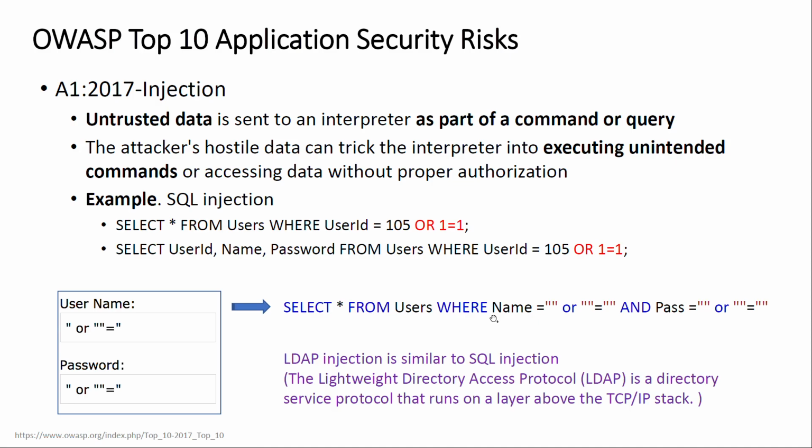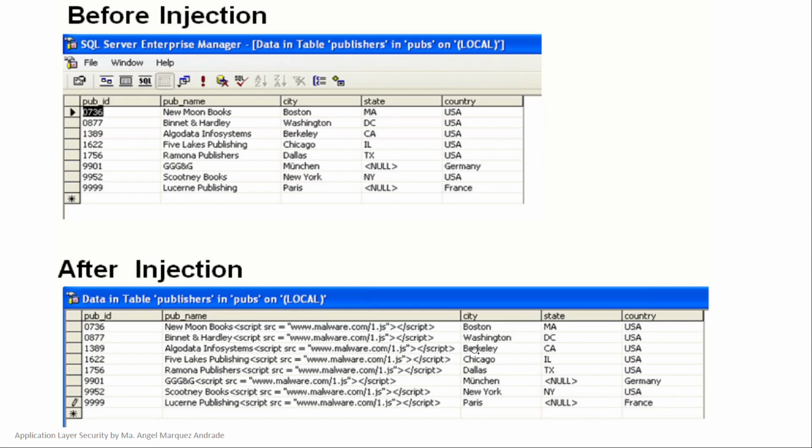And LDAP injection, LDAP being short for the Lightweight Directory Access Protocol used for authentication, is a directory service protocol that runs on a layer above the TCP/IP stack, and similar LDAP injection attacks can be performed, which look very similar to the SQL injection. So here's a picture where an example is given. Normally when the user provides some input, it should appear like this, but a malicious user can put some scripting code inside. This way the server runs this JavaScript and maybe leaks some information and so on.